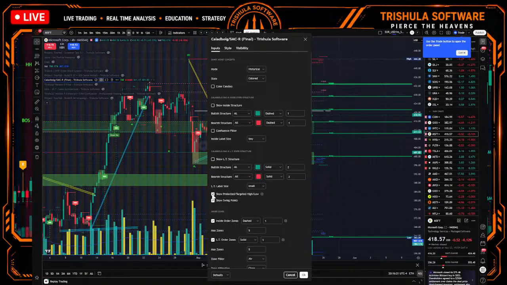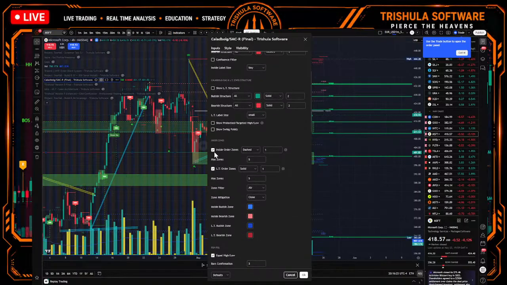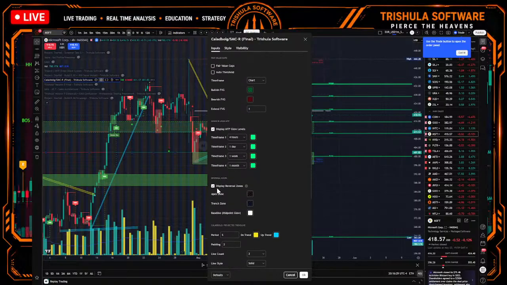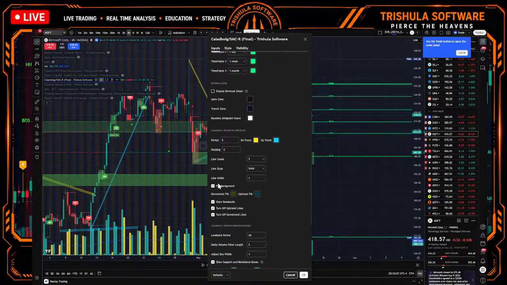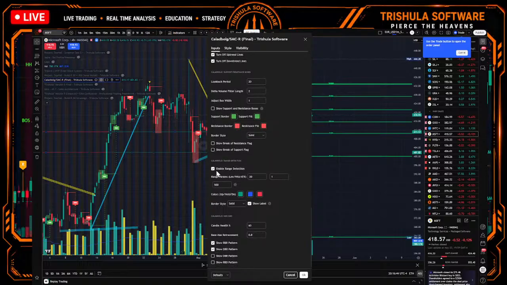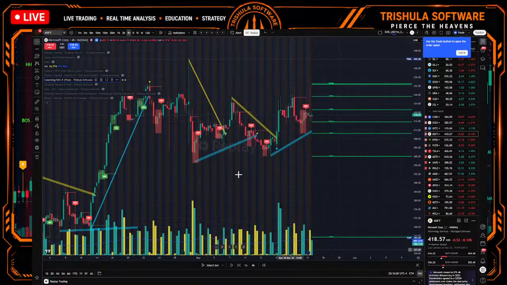Let's take this out. Let's take this out. Let's take this out. Let's take out the faint order zones. Let's take out the equal high and equal low. Take out the fair value gaps. We'll keep the glow levels. We'll take out the zones. Go back to my 3-line count. We'll turn off the boxes. We'll turn these off. We'll turn off the range detector. And we'll turn off all that.